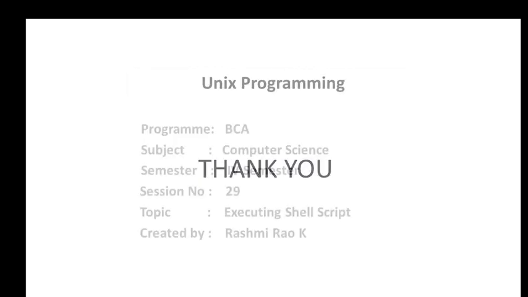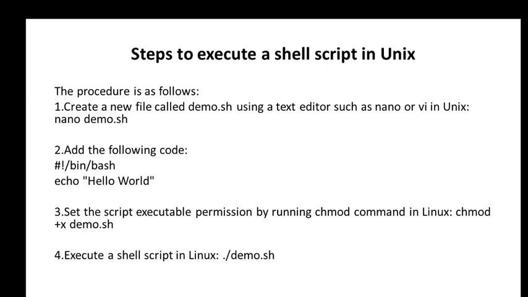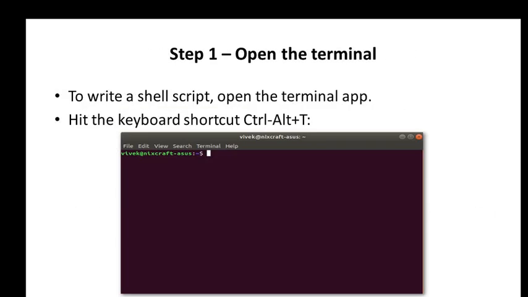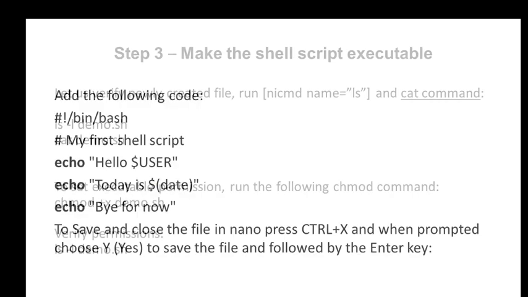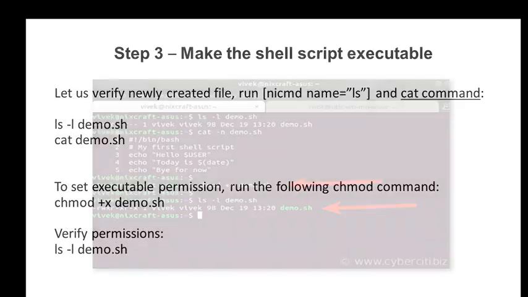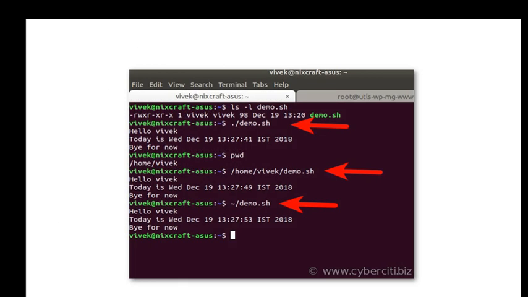This is about this session. In this session we discussed what a shell is and how to execute a shell script in Unix. There are four steps: open the terminal, write the shell script using an editor, make the shell script executable, and fourth, execute the shell script in Unix. Thank you.